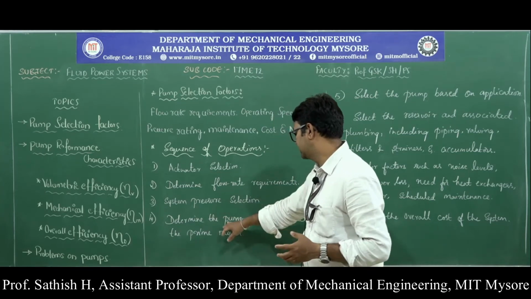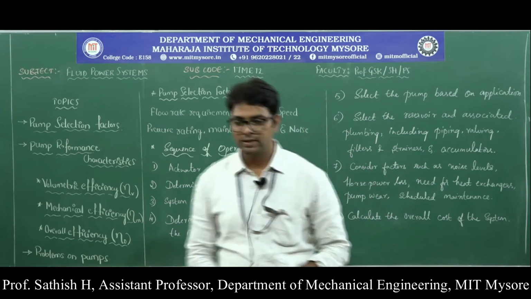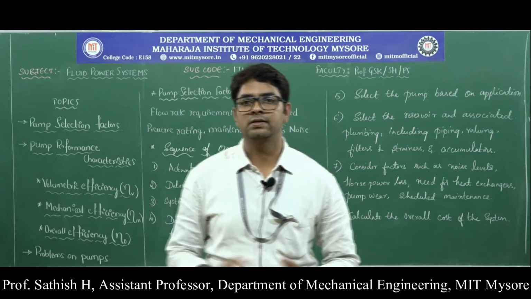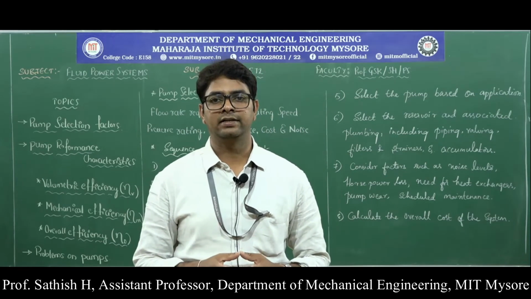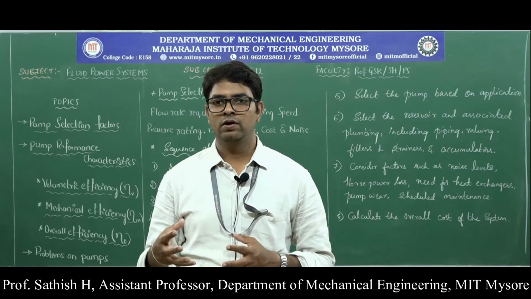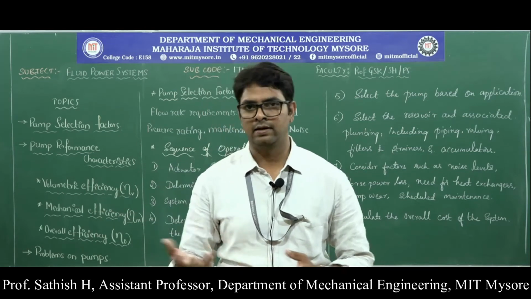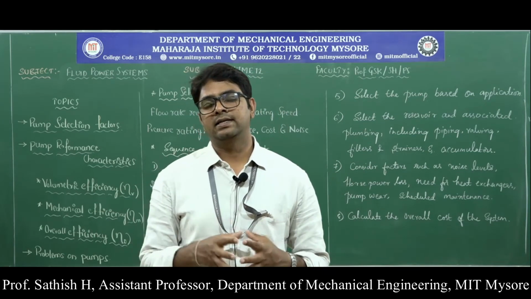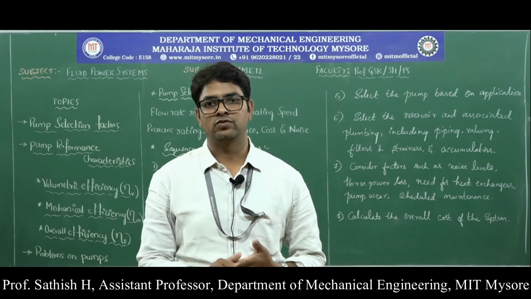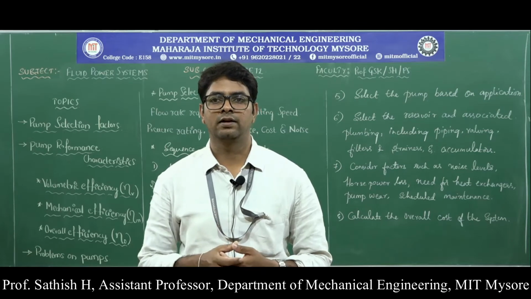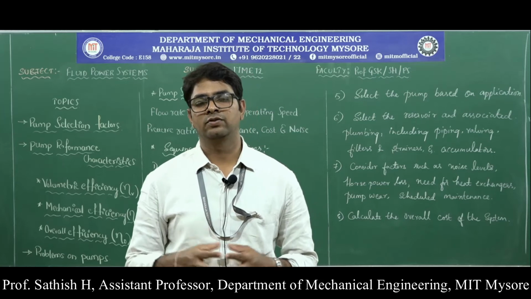Next is to determine the pump speed and then select the prime mover. This pump is driven by the prime mover, normally an electric motor. That prime mover runs at a certain speed, which drives the pump. So while selecting this speed, you are also in turn selecting the prime mover. The speed is measured in revolutions per minute, RPM, and that we have to select.